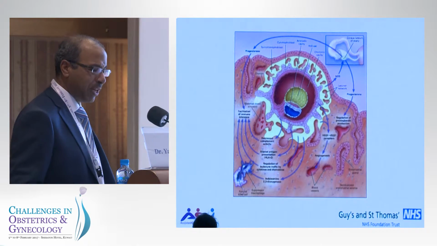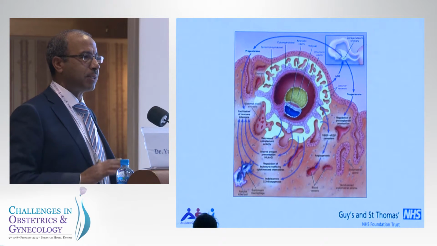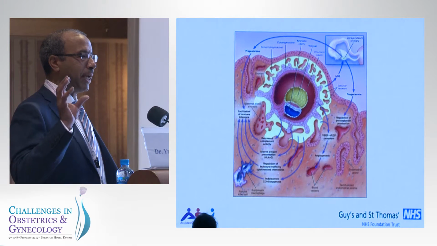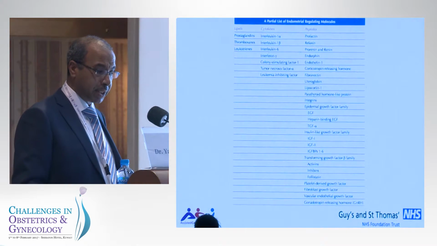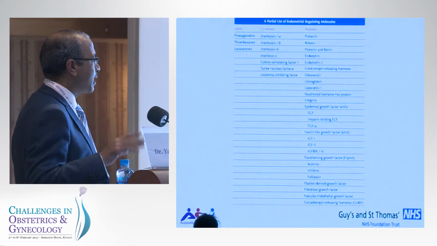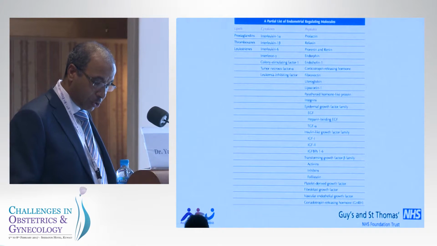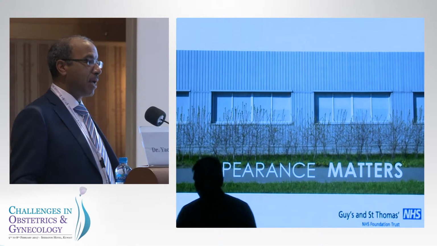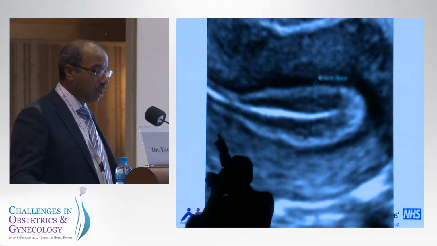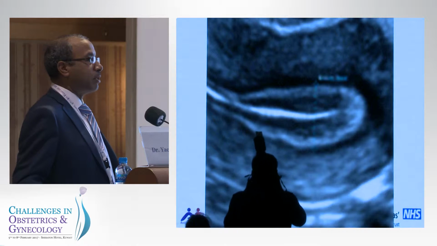And there are so many factors that control this process, but there is no hiding from the fact that only estrogen and progesterone control all these small molecules. And there are so many cytokines and peptides that control implantation, but still appearance matters. How the endometrium looks will give us an idea about its functionality.